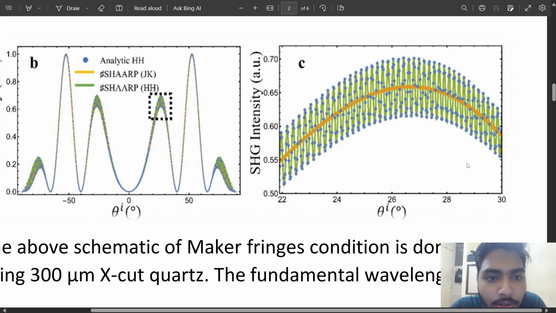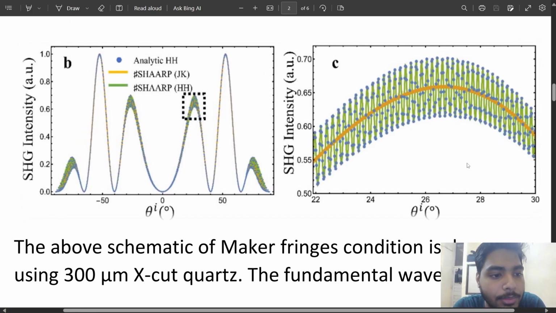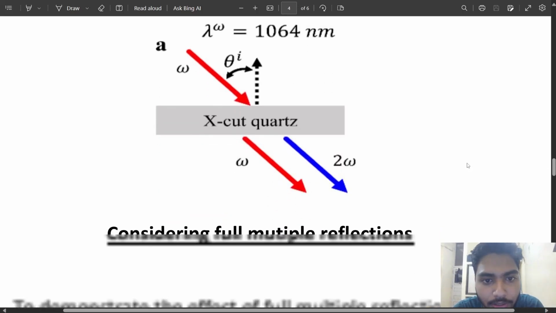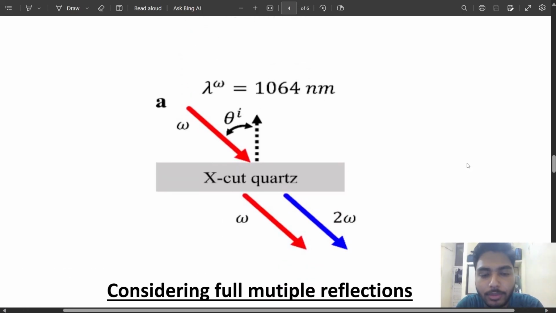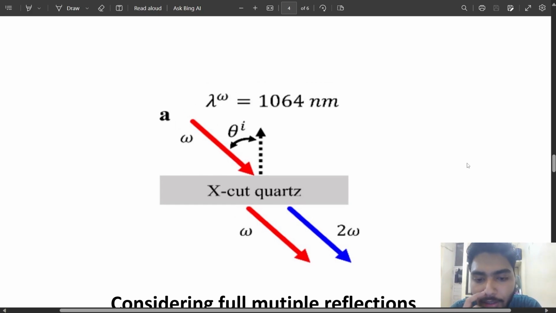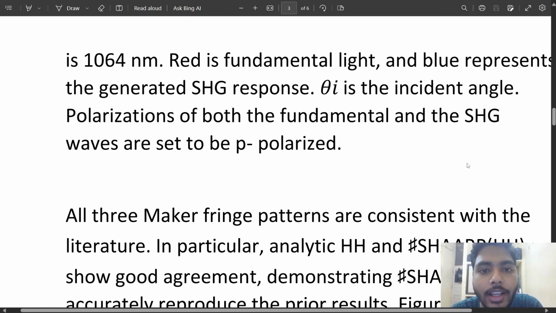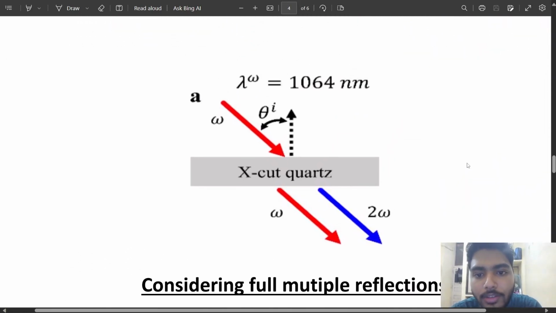And one more thing, this graph has been plotted with the SHG intensity with respect to the incident angle. Here theta I is taken with respect to the perpendicular, and the quartz is X-cut quartz. One more thing, X-cut quartz means the crystal quartz has been cut perpendicularly to the x axis, which means it is cut along the yz plane. So that's some basic understanding of this.